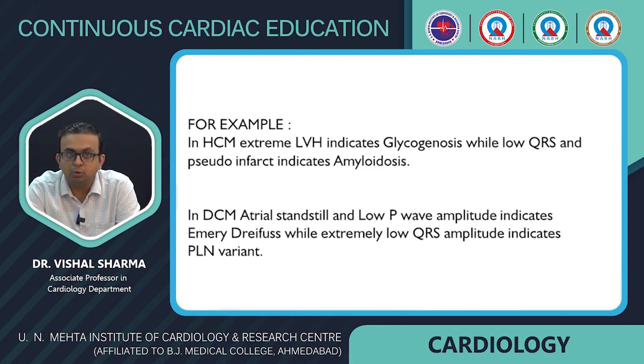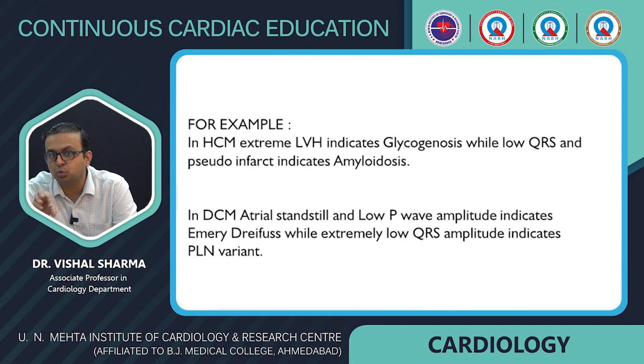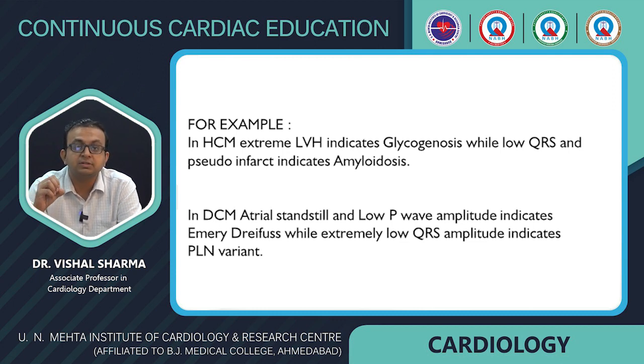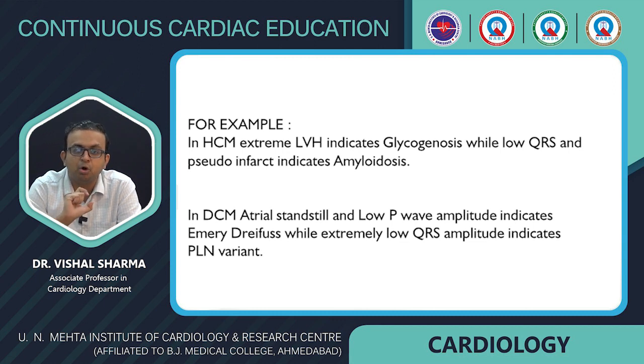Say in HCM, we all know that there is LVH, but if in the same HCM patient there is extreme LVH, so the R wave voltage is going beyond 30-40 mm, then you are probably dealing with a storage disorder in the form of, say, glycogenosis. For example, Pompe's disease in children and adult-onset Pompe's disease, or Danon's disease, or PRKAG2 mutations. So these are lysosomal or storage disorders involving glycogen, seen in HCM patients, and these patients specifically have this abnormality of extreme LVH on ECG.